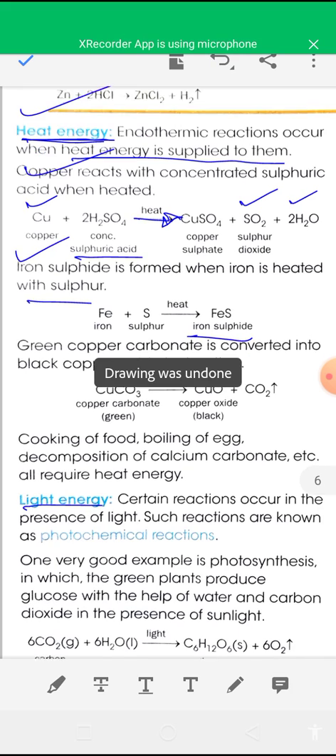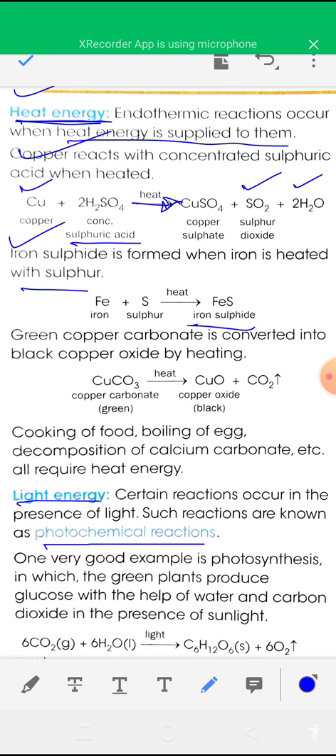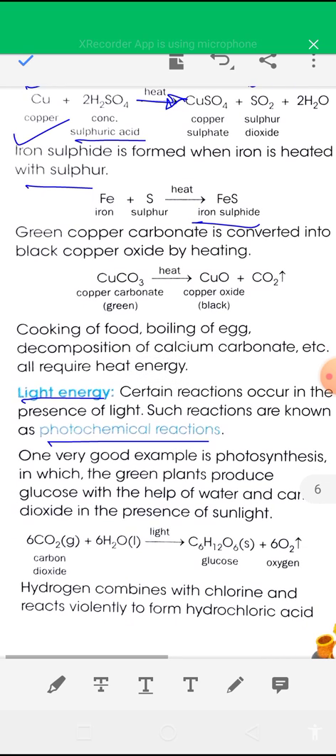Certain chemical reactions occur in the presence of light, and such reactions are known as photochemical reactions. For photochemical reactions, light energy is a very important condition. Chemical reactions that occur in the presence of light are known as photochemical reactions. For example, photosynthesis is a good example of a photochemical reaction.